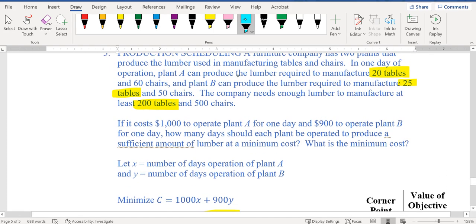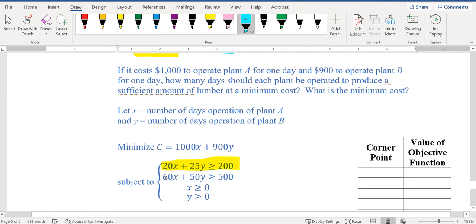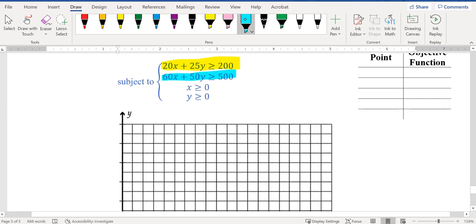For your second one, plant A can manufacture up to 60 chairs, plant B 50 chairs, and you need at least 500 chairs. So that's where you get 60x plus 50y greater than or equal to 500. Let's go find the feasible region.